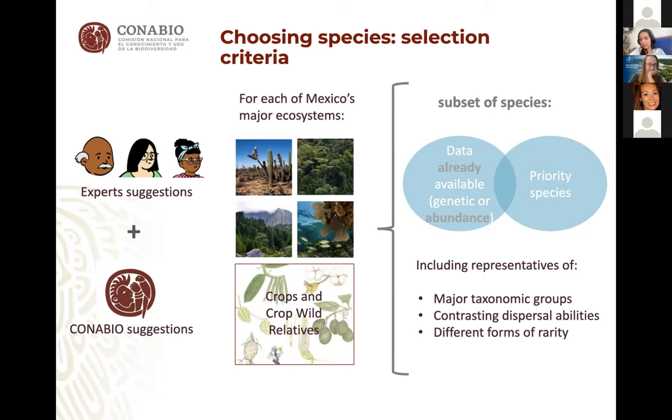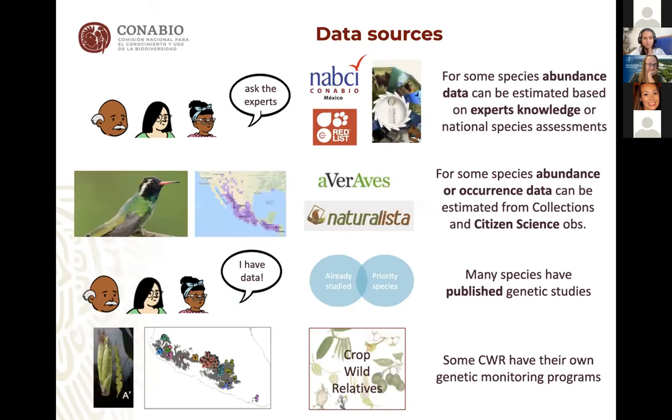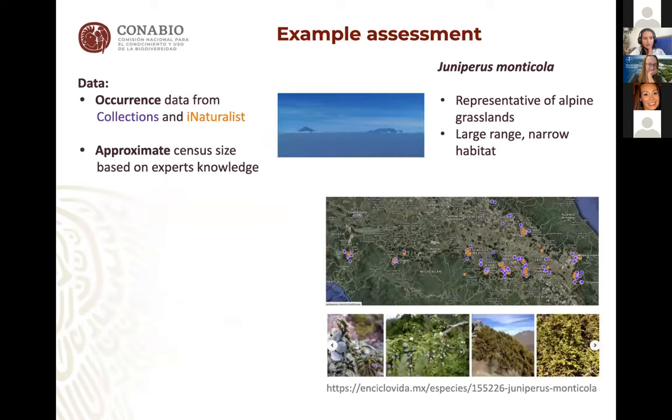And we have also a list of priority species for the country. This includes representatives of the major taxonomic groups. They have contrasting dispersal abilities and include different forms of rarity. We have several different types of data sources. As I have mentioned before, this can include genetic data, but we are focusing on species that not necessarily have genetic data, but have estimation of abundance from citizen science or presence of populations from occurrence data. And I'm going to focus on an example of this type next.